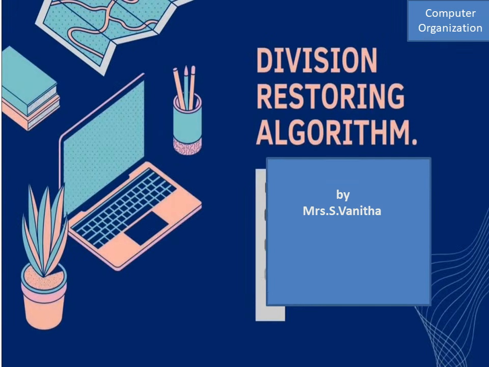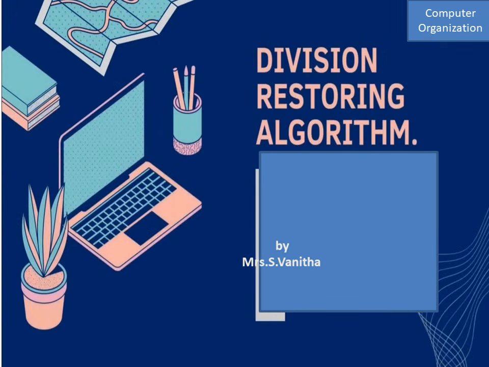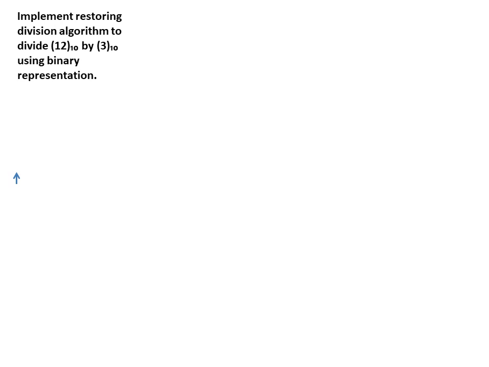In this video, we discuss restoring division. For example, take the problem, implement restoring division to divide 12 by 3. See, the binary value of 12 is 1100. Binary value of M, that is 3, is 0011. Take the 2's complement of 3, that is 1101.